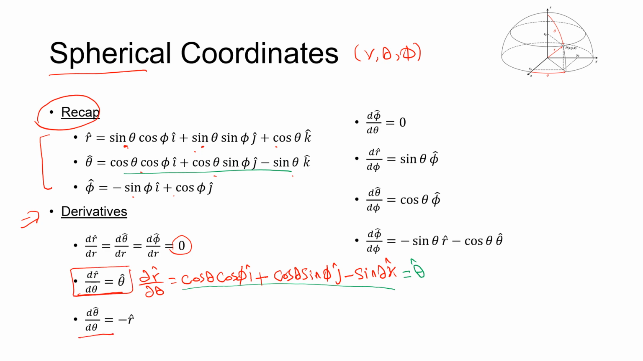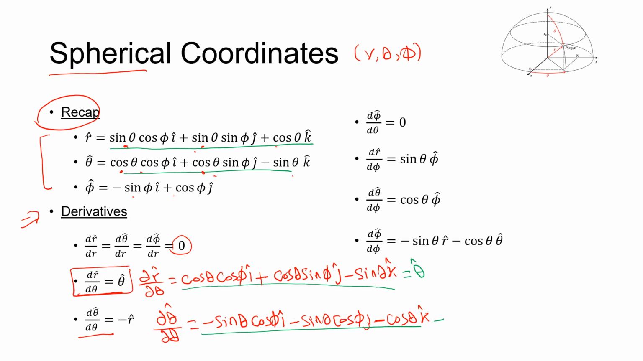Let's move to the second one. I want to find partial theta by partial theta. Here we have a cosine, which turns to minus sine theta. Cosine phi is just a constant in the i direction. Minus again cosine theta turns to minus sine theta. Cosine phi is again constant in the j direction, and we have a minus sine theta, which turns to minus cosine theta in the k direction. If you compare this with the one here, you will find it's the same but with a minus sign. So this one is also proved.